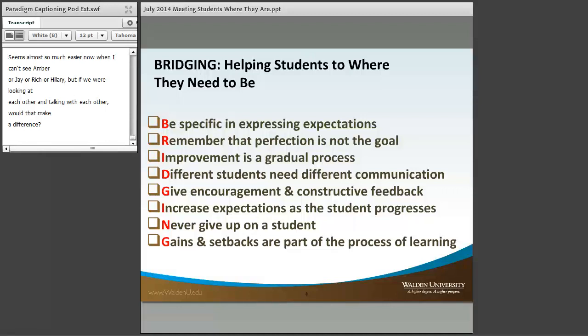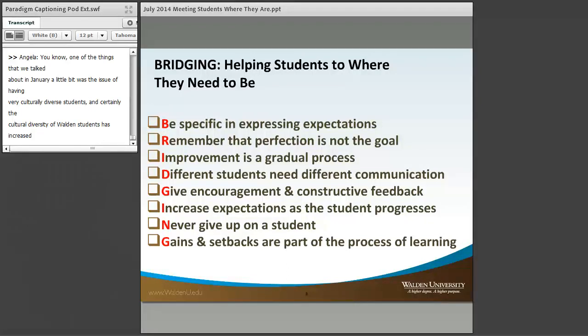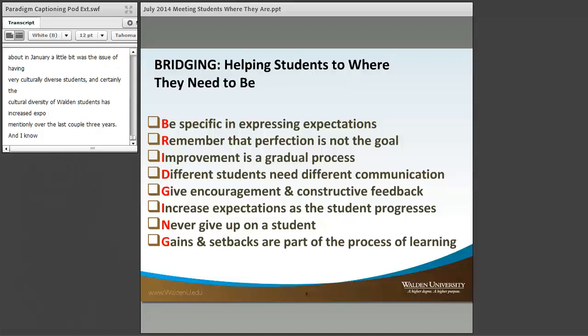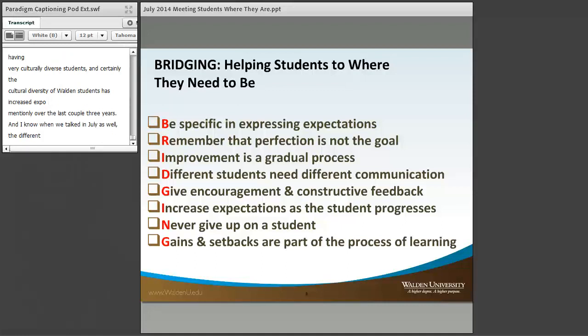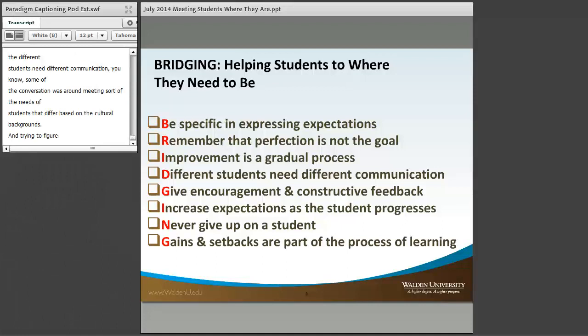One of the things that we talked about in January a little bit was the issue of having very culturally diverse students, and certainly the cultural diversity of Walden students has increased exponentially over the last couple of years. And I know when we talked in July as well, different students need different communication. Some of the conversation was around meeting some of the needs of students that differ based on their cultural backgrounds, and trying to figure out the most efficient way to help students get to where they need to be given this diversity of our students.